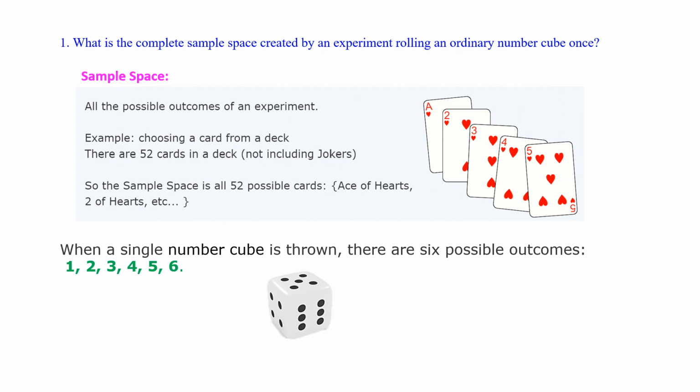Number 1. What is the complete sample space created by an experiment rolling an ordinary number cube once? By number cube, of course, they mean a die. A sample space represents the possible outcomes. For a deck of cards, that would be 52 cards, meaning 52 outcomes. And for a standard number cube with the faces 1 to 6, this would be 6 possible outcomes.